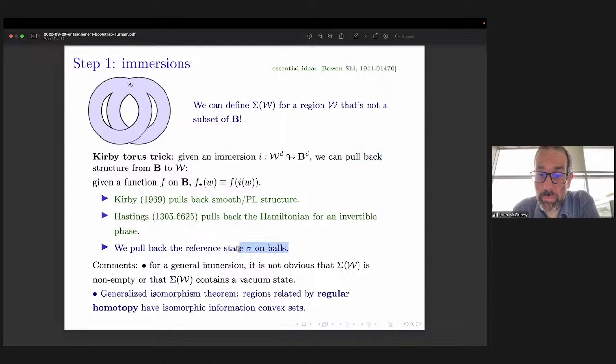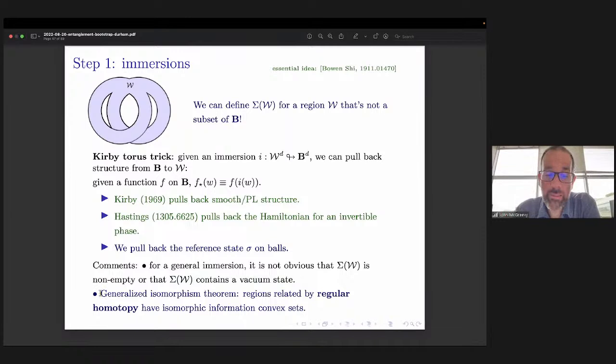In particular, I can define the information convex set on W because in order to define it, I just need to compare an arbitrary density matrix on W to the density matrix on the ball. I can just compare the density matrix on the image of the ball in W with the reference state. So I'm pulling back the information about the reference state from the ball to this immersed region W. A few comments. Given a general immersion, if I just draw some crazy immersion, it's not obvious that the information convex set is non-empty, nor that it contains a vacuum state, because I can no longer just trace out the stuff outside. That doesn't make any sense, because what do I do here? So there's some work required to show that there's some notion of vacuum state.